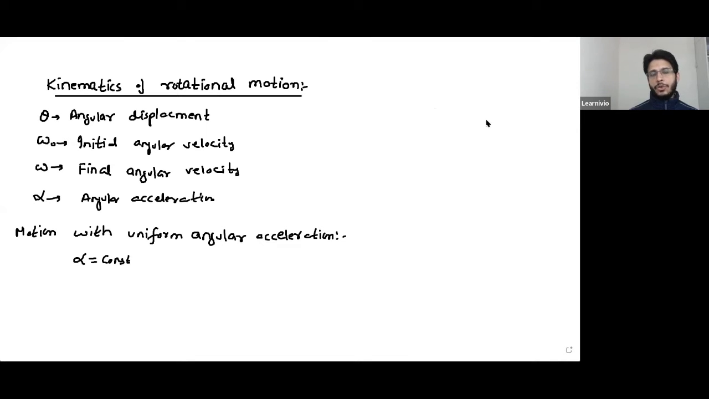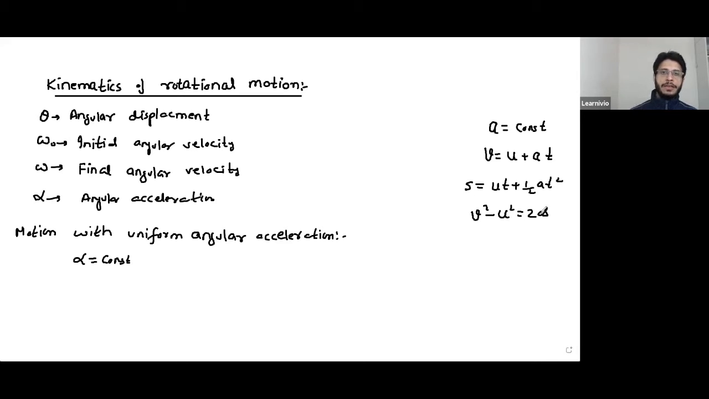If you remember, in uniformly accelerated motion, we take this condition that linear acceleration is constant. If acceleration is constant, then velocity is u plus at, displacement is ut plus half at square, and v square minus u square is 2as. These three equations we did in uniformly accelerated motion.